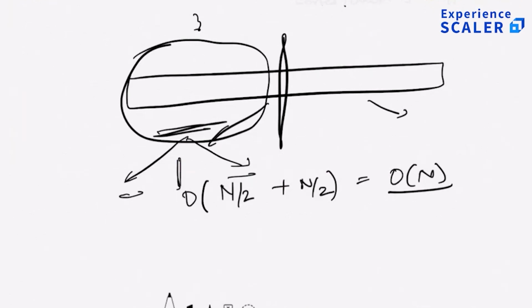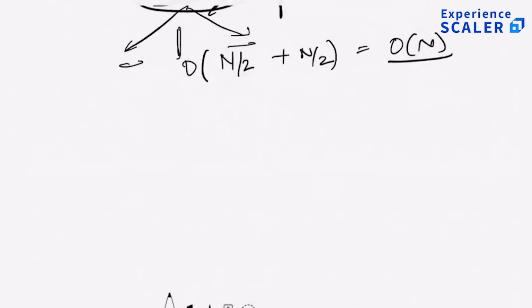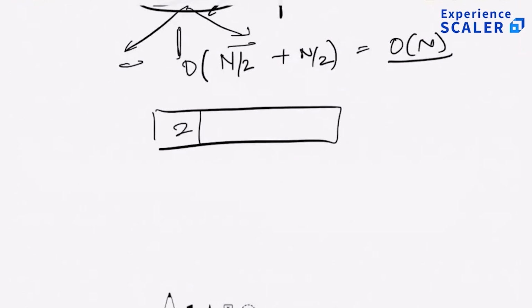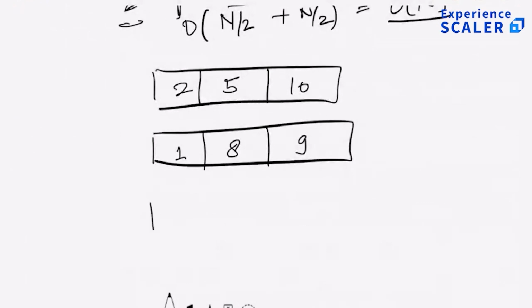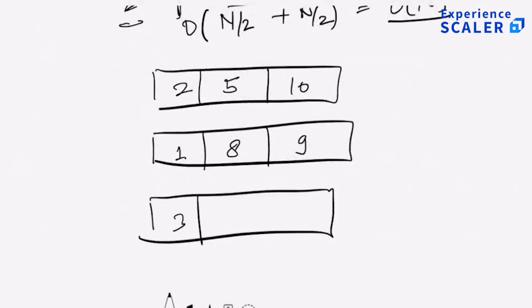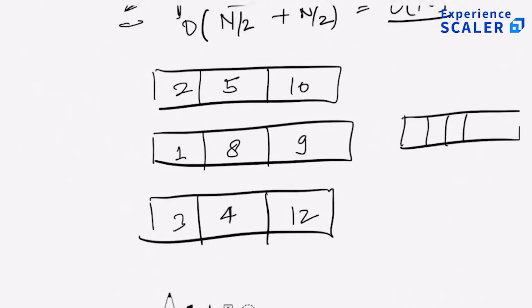How about I modify this and I say that I have 3 arrays that need to be merged, right? Imagine I have an array 2, 5, 10. Imagine there's another array 1, 8, 9. And imagine there's another array 3, 4, 12. Let's say there were 3 arrays, right? How would you merge these 3 arrays into one array, in which all elements are sorted?